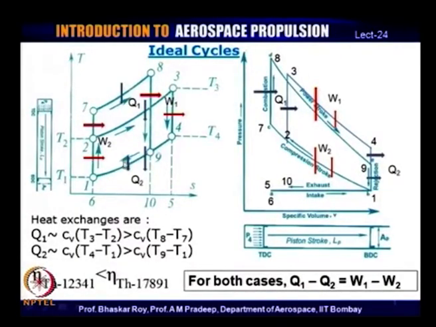However, as we have just seen, the efficiency of one of the cycles, that is 1, 7, 8, 9, 1, is actually more than the efficiency of the cycle 1, 2, 3, 4, 1. Now, this brings us to the point that you may have two cycles with the same work output, but the efficiency of one could be better than the other one.